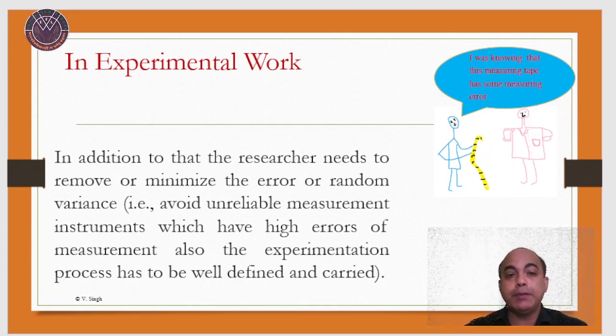Similarly, in the experimental treatment or during experimentation, we need to control all the systematic variances, like error due to an unreliable instrument or due to a systematic or unsystematic way of conducting the research. Only this can result in maximizing the validity and reliability of the findings, or we can say the internal and external validity of the study findings.